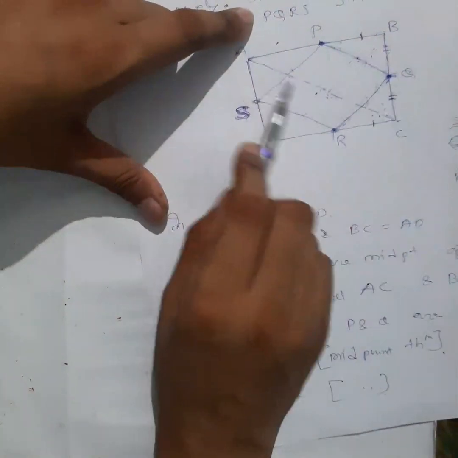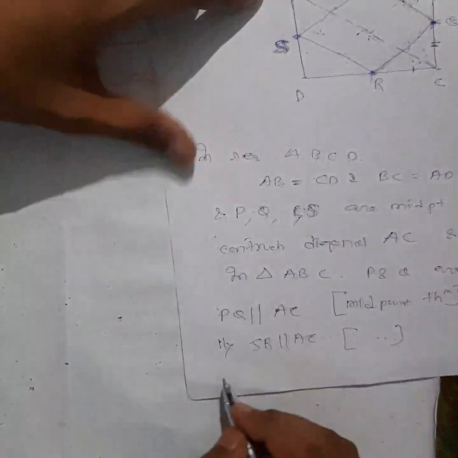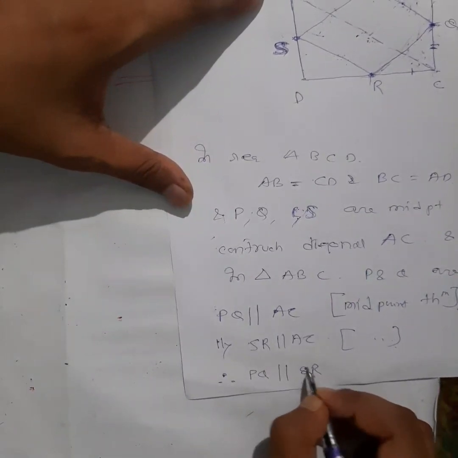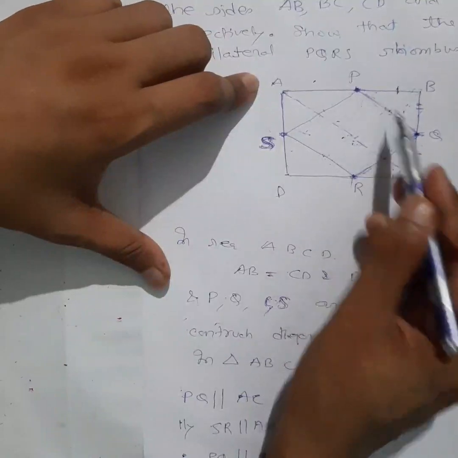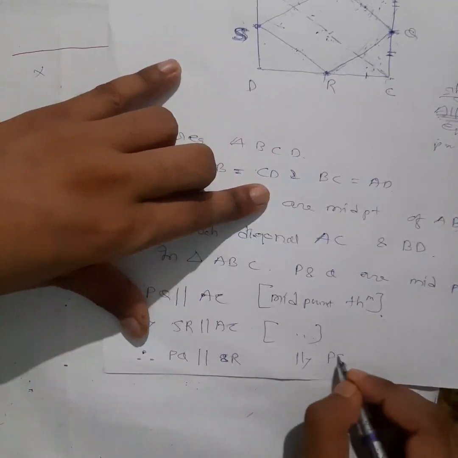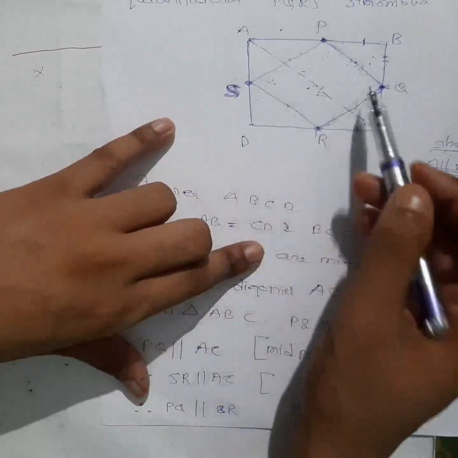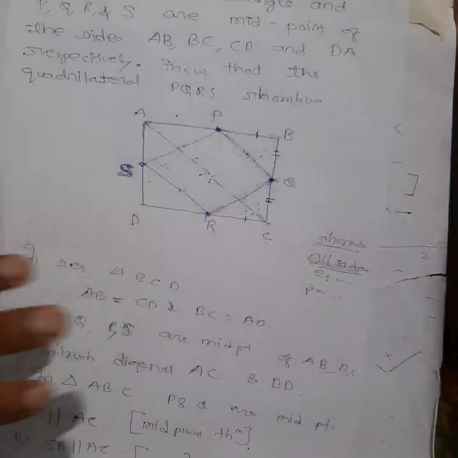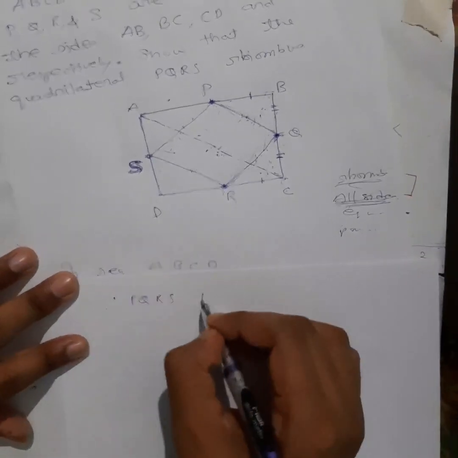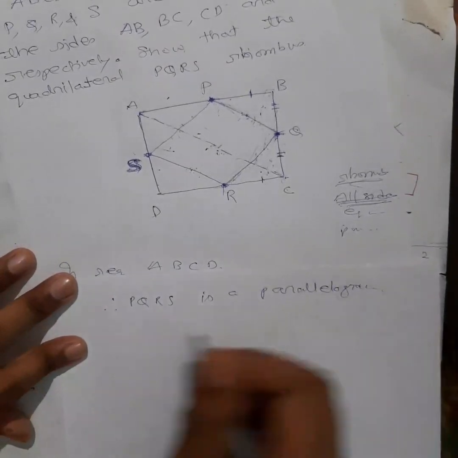Okay, so I have shown this and this parallel, this and this parallel. So if this is parallel to this, and this is parallel to this, can I say this and this are parallel to each other? Therefore, PQ parallel to SR. So this I have proved, this and this parallel. Now this and this parallel, we don't have to show. Similarly, you can write PS parallel to QR. So if this and this are parallel, can I say it is a parallelogram? So therefore, I can write PQRS is a parallelogram.